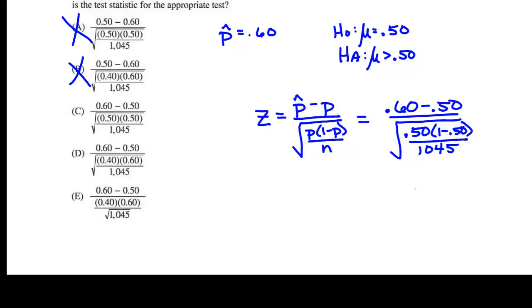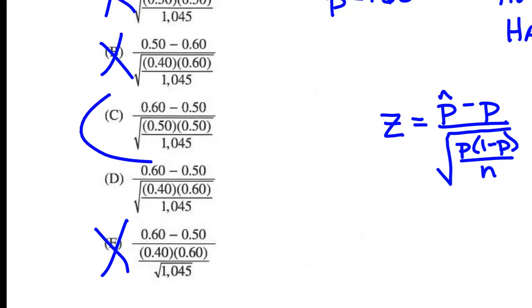What's wrong with E? They only square rooted the denominator. That's something that we do when we're doing inference for means. That's S over square root of N, but that's not for proportions. So this would be choice C.